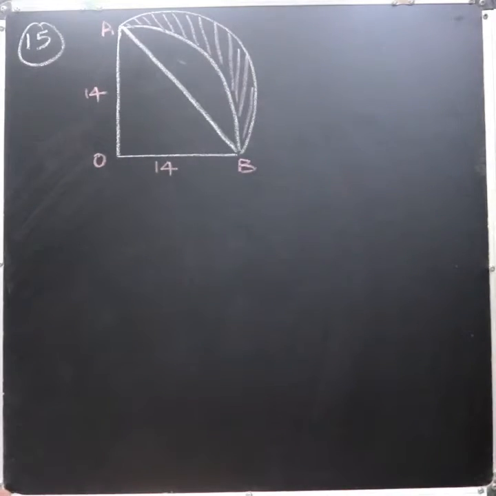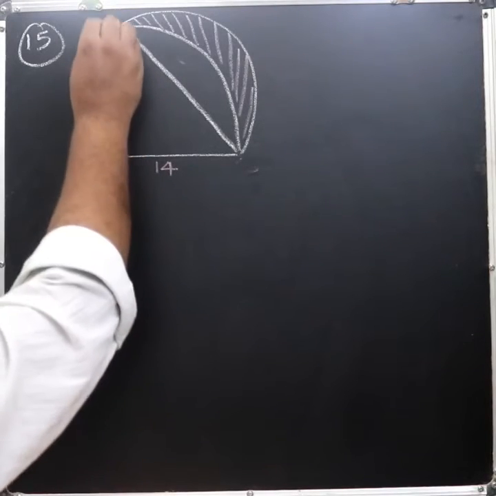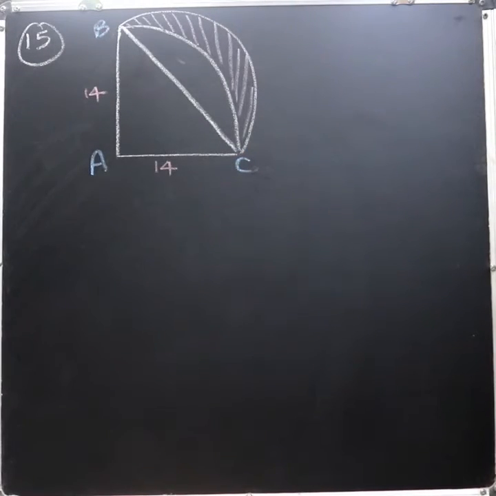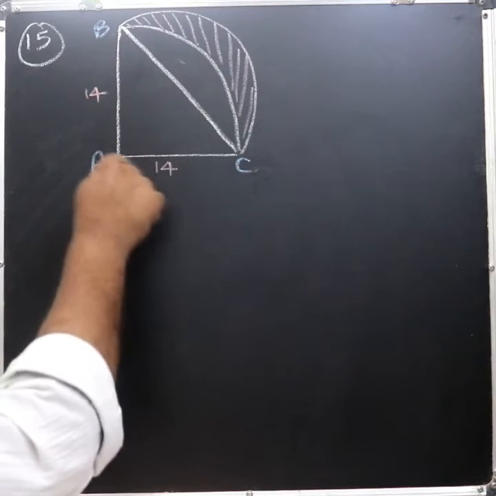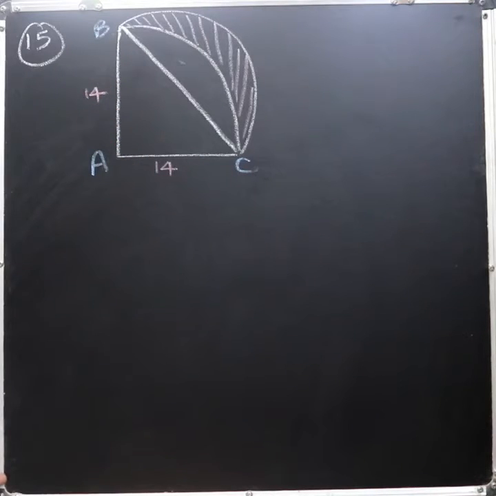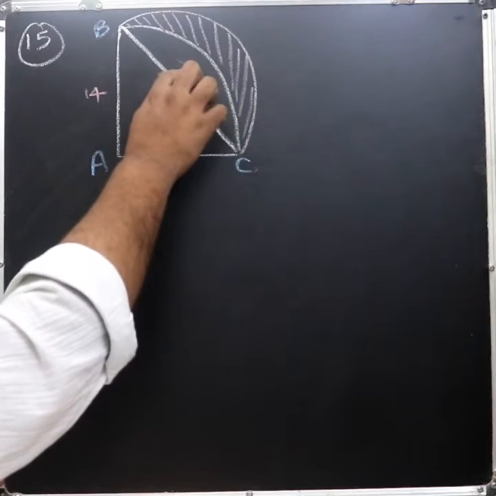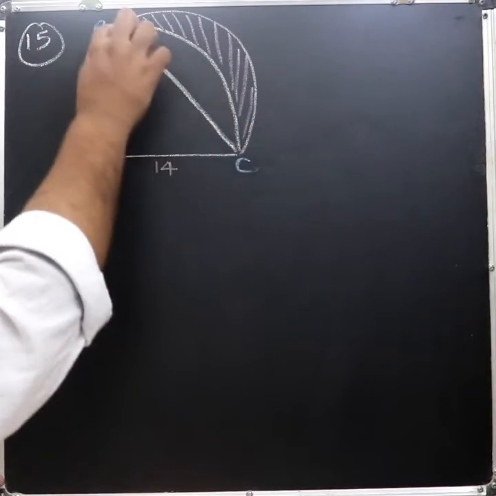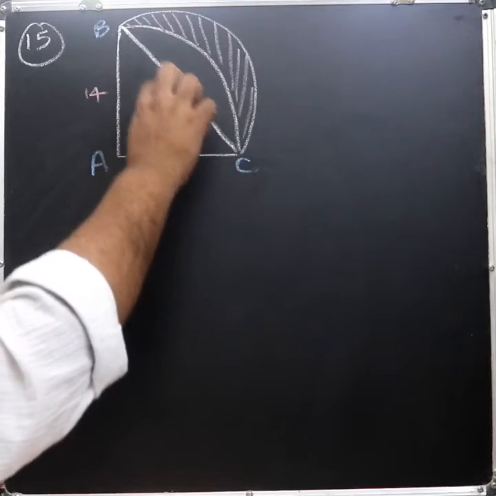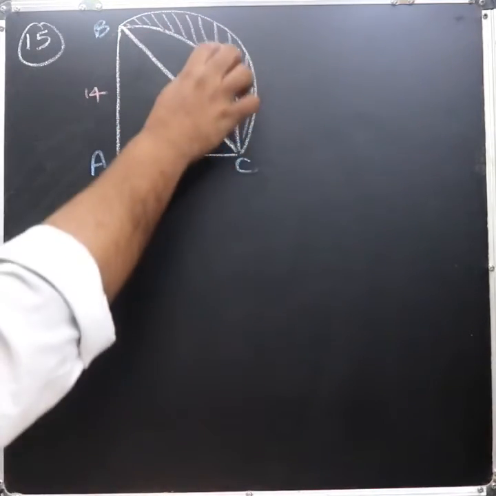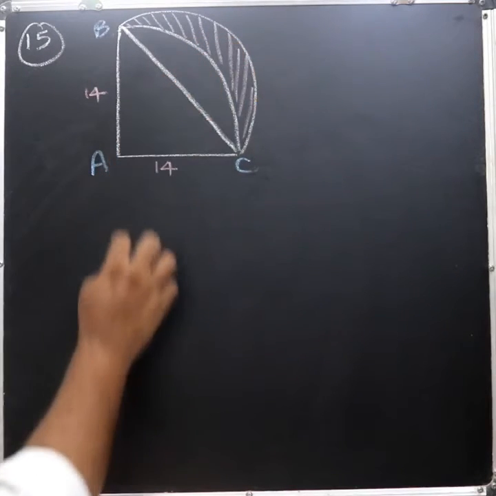Question number 15. ABC is a quadrant of a circle of radius 14 centimeter. Radius of this quadrant is 14 centimeter. They are telling a semicircle is drawn keeping this as the diameter. This BC is the diameter. Having BC as the diameter, a semicircle is drawn. They are asking us to find area of this shaded region.